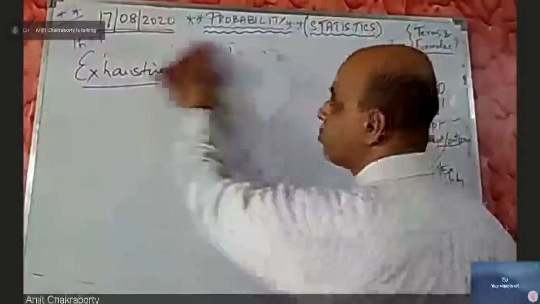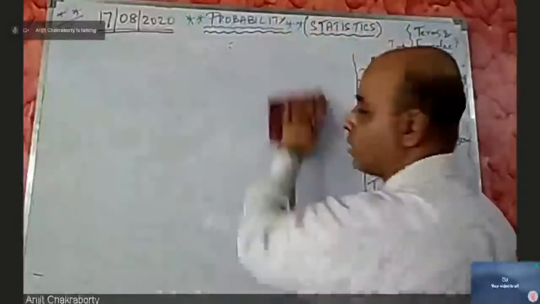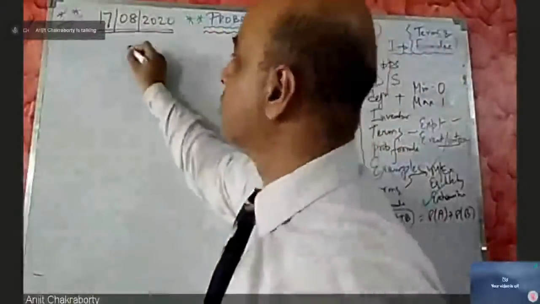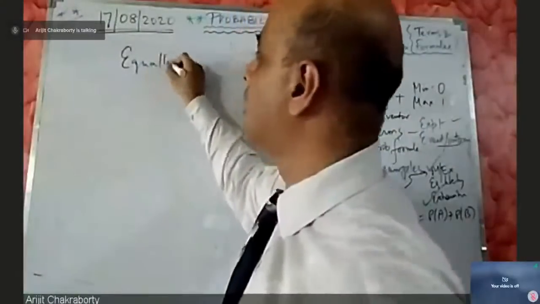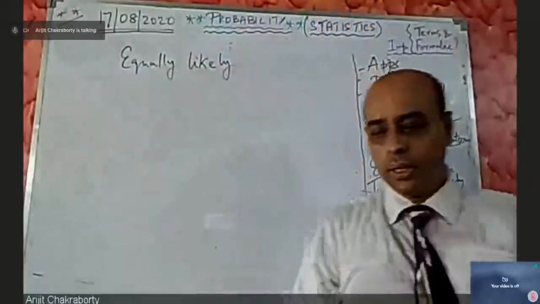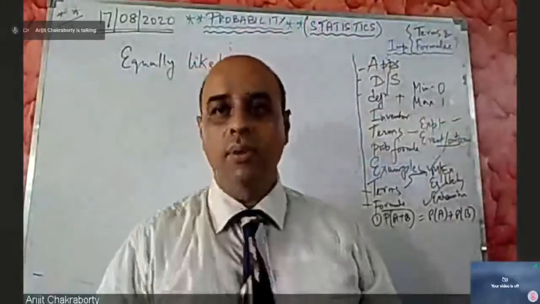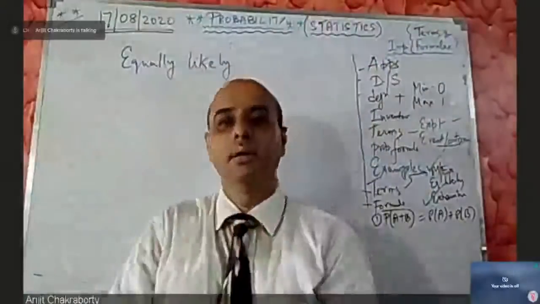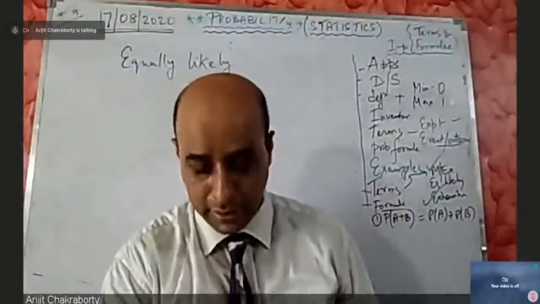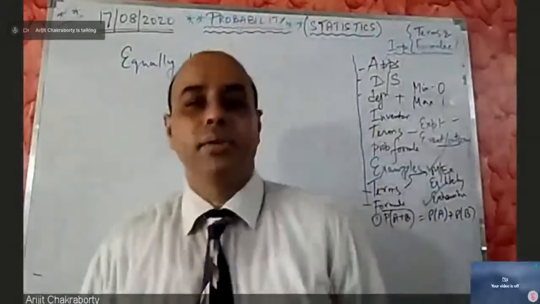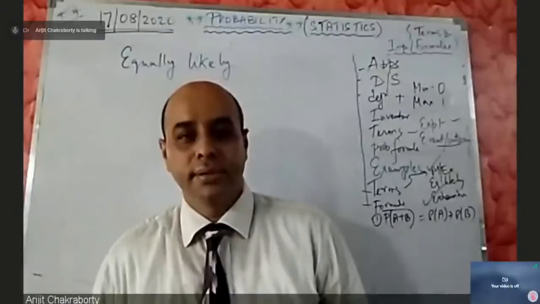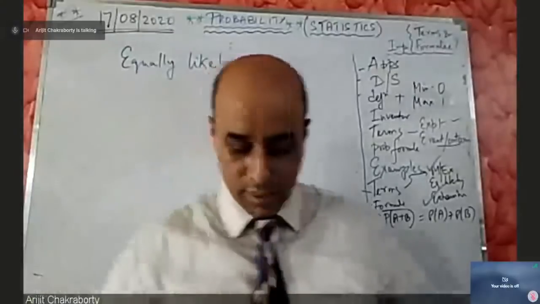What do you mean by equally likely? I have explained earlier about equally likely. One more example I am taking. Equally likely. Very simple. Once again, throwing of the coin, head or tail. So when you throw a coin, what do you get? You get 2 events, 2 outcomes. Either it's a head or a tail.